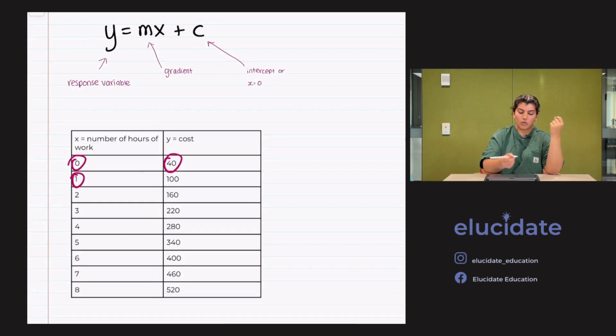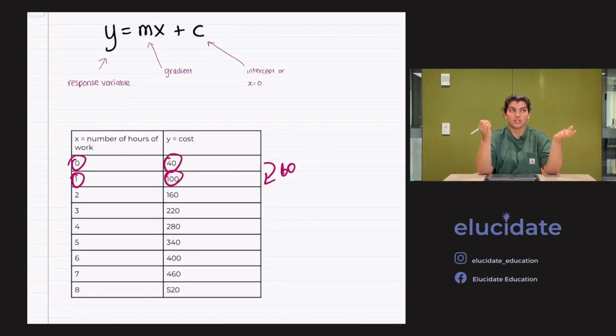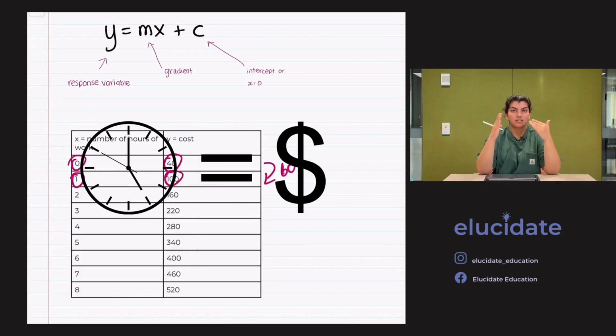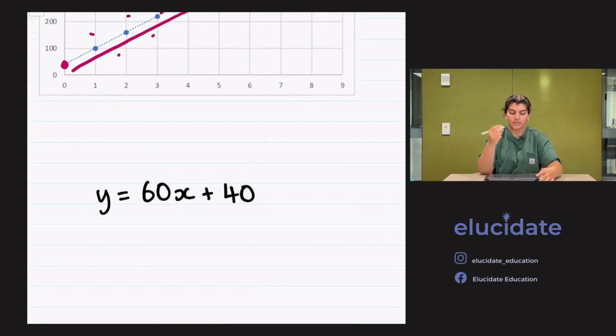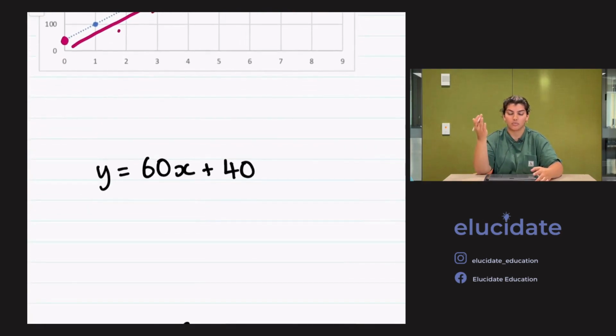So when we go to 1, the value is 100. So what's the difference between 40 and 100? 60. So the gradient is $60. Each hour that the plumber has to work, the cost that you have to pay him increases by $60 every time. So if we were to come up with the equation for y equals mx plus c, we know m is 60 and c is 40. So the equation is y equals 60x plus 40.